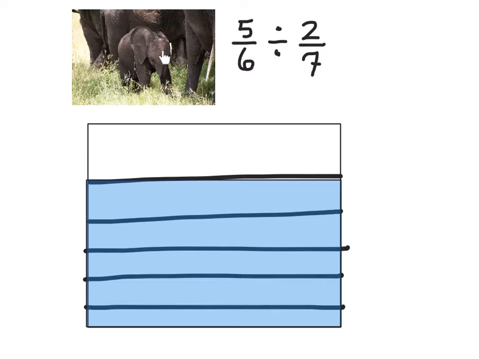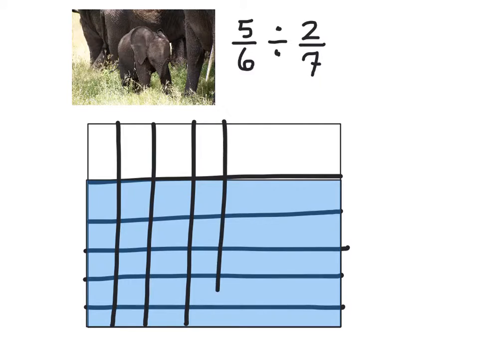Now, Elyssa's trunk here will hold 2/7 of a gallon, right? So now we got to cut it this way into 7 parts. 7 parts means 6 lines, right? So I've got 1, 2, 3, 4, 5, and 6 lines. That should give me 7 parts. 1, 2, 3, 4, 5, 6, and 7 is perfect, right? Okay, so now she gets 2 out of those 7, right?